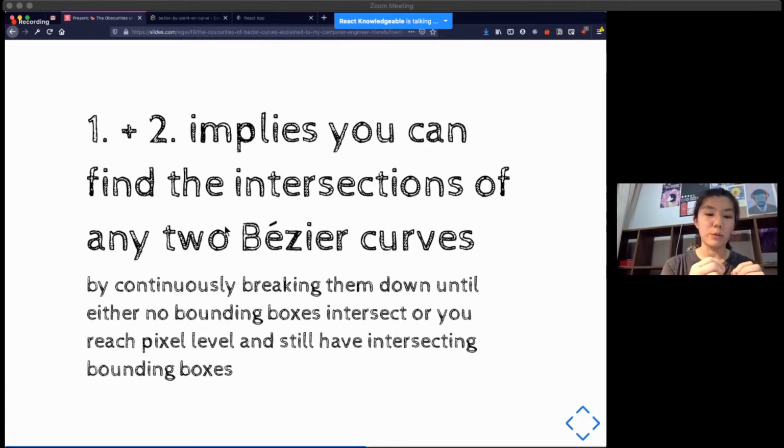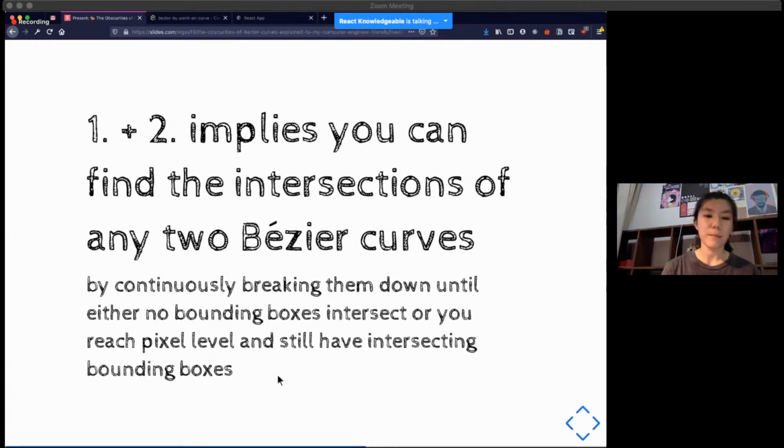You will get one set of smaller bounding boxes on curve A, and you'll get another set of smaller bounding boxes on curve B. And then either you will find no intersections at all, which means your two curves don't intersect, or you will keep finding intersections until you reach pixel level, and you still find intersections. What that means is either the curves do intersect, or they're really, really close to each other that your pixel level cannot catch the gap, and you will treat that as the two curves intersecting.